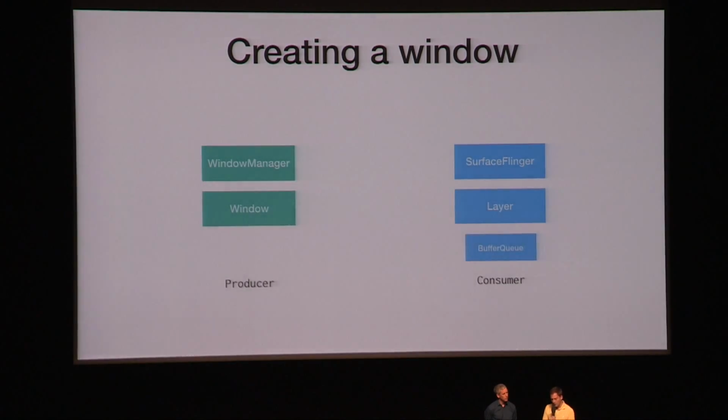The layer creates and owns the BufferQueue. So here we already see that we have a consumer in one process, the blue process, which owns the BufferQueue, but the producer is in a different process, the WindowManager process, and that's still not your application. Then the WindowManager will create a surface, which is the producing endpoint of a BufferQueue.